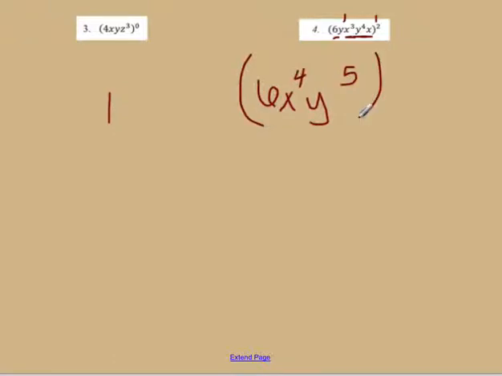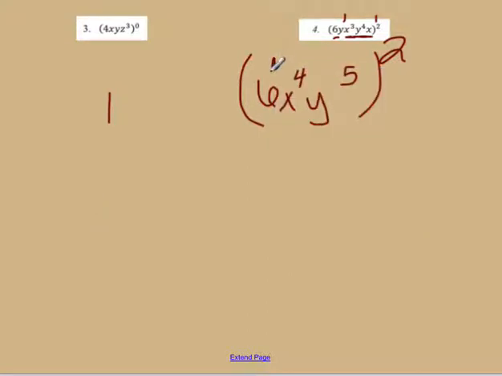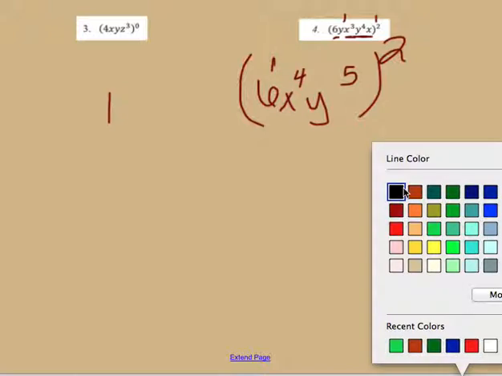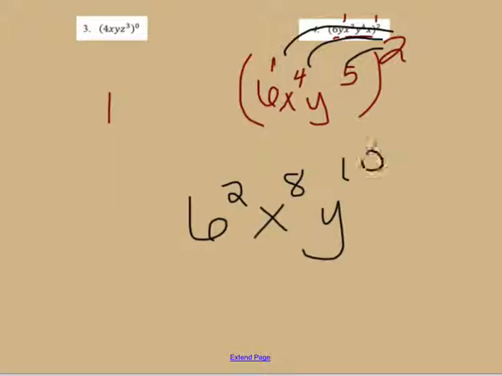Now, all of that is being raised to the 2nd power. Remember what I said when we first learned our rules of exponents, that 6 was being raised to the 1st power as well. So when we take in this power to distribute it, we have to remember that. So we're taking in 2, and we're going to multiply each of those exponents. So 6 to the 1st, so 1 times 2 is 2. X to the 4th, 4 times 2 is 8. Y to the 5th, 5 times 2 is 10.